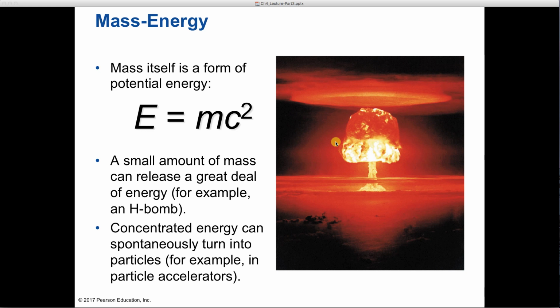Another form of potential energy is mass energy, energy stored in the mass of an object itself. This is something that Einstein showed was true, and this has been verified many times in many ways. And nuclear explosions, nuclear reactors, and things like that are examples of the incredible amount of energy that you can get from a very small amount of mass. So you convert a very tiny amount of mass into pure energy. You can get an incredible amount of energy.